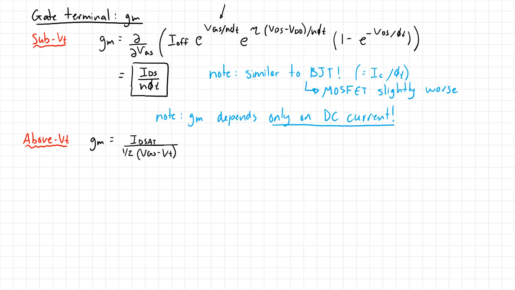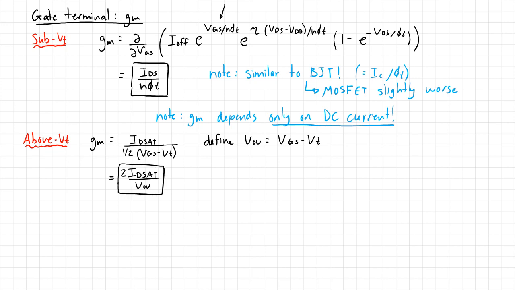This is effectively assuming the square law mode of operation in above threshold in saturation. So we define, a lot of people like to make this definition, VOV, or the overdrive voltage. This is equal to VGS minus VT, or how much in above threshold we are. And then we can say that the transconductance in above threshold is 2 ID SAT over VOV.